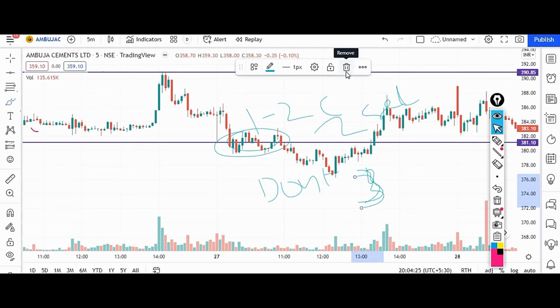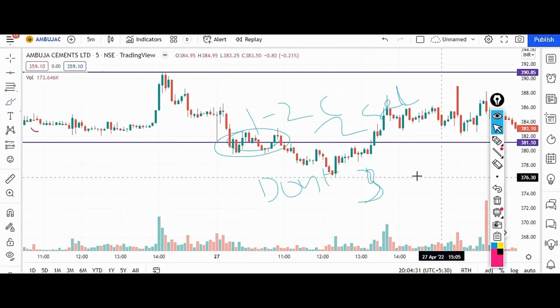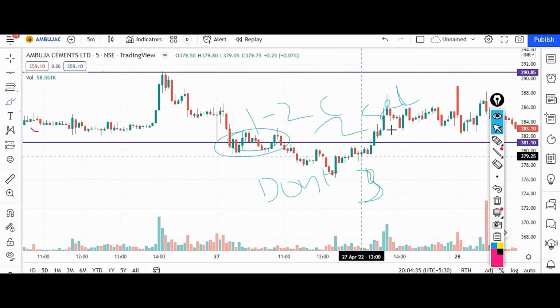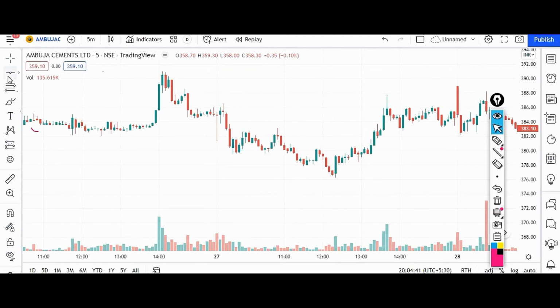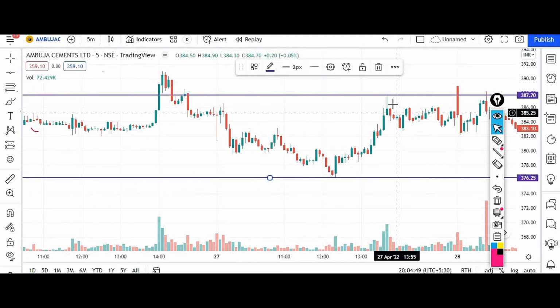If you are an experienced trader, or if you can manage the risk, if you are okay with the loss you are making, then you can take an entry here again, small profit, and another small profit, and the day ends. Okay, let's move to the next day and mark the high and low for the next day. This is the high and this is the low.